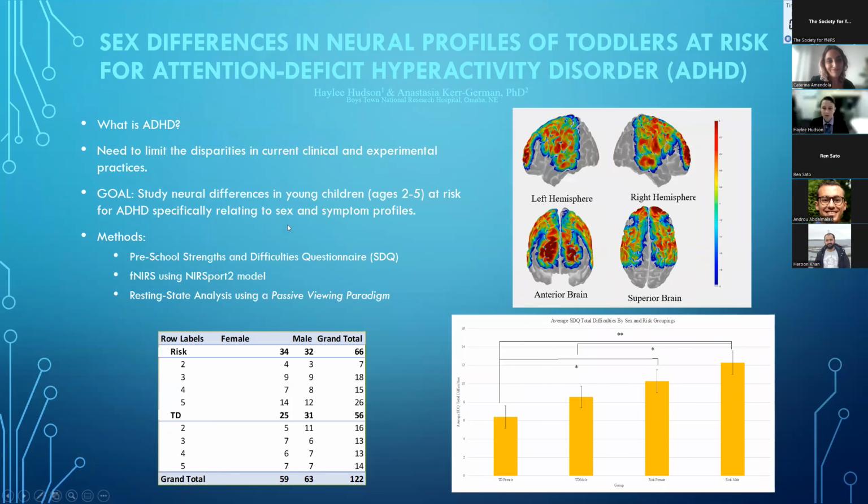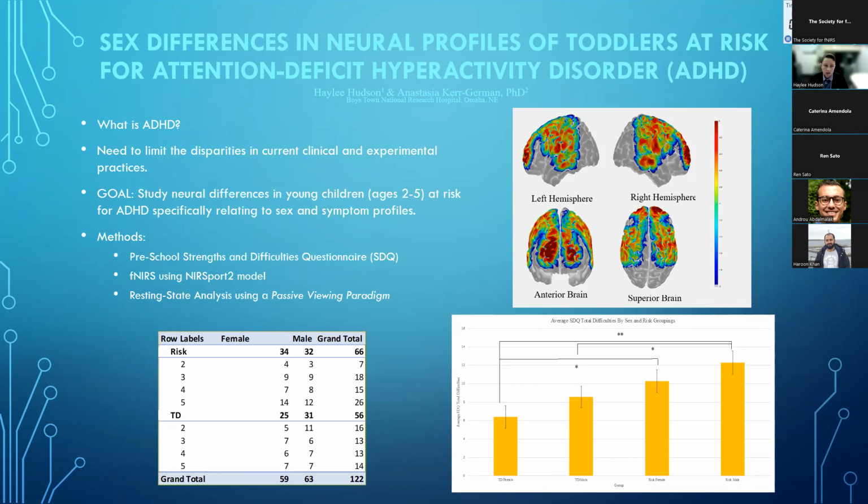Thank you. My name is Hailey Hudson, and I work at Boys Town National Research Hospital. I'm studying sex differences in neural profiles of toddlers at risk for ADHD. ADHD is a neurodevelopmental disorder that affects 7 to 11% of US children, and the goal of this study was to specifically target areas of the ADHD phenotype that are currently lacking in research.